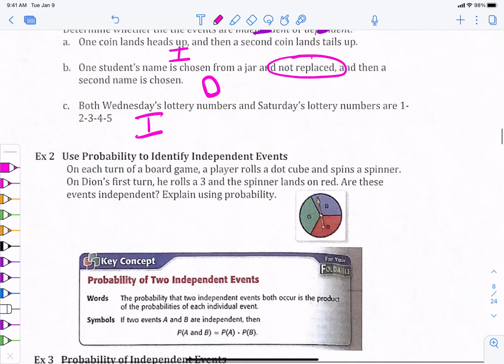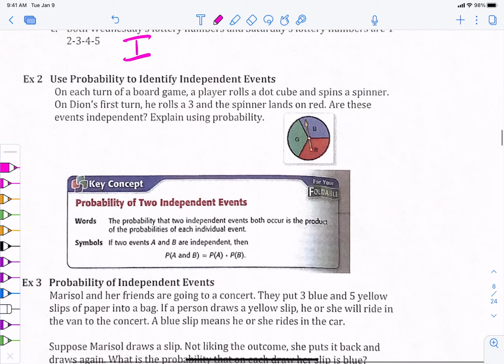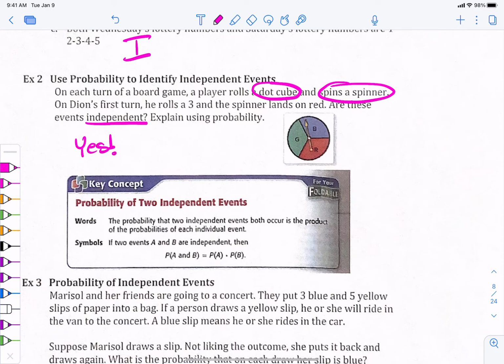So anyway, example 2, on each turn of a board game, a player rolls a dot cube. That's the first thing they're doing, and then they're spinning a spinner. First thing to happen, second thing to happen. On Dion's first turn, he rolls a 3, and then the spinner lands on red. Are these events independent of one another? Rolling a dice and then spinning a spinner? Yes. And then they say, explain using probability. They just say, find the probability of that happening.